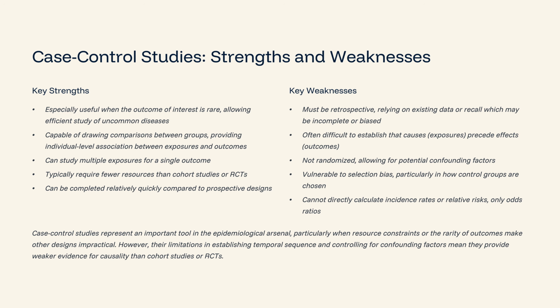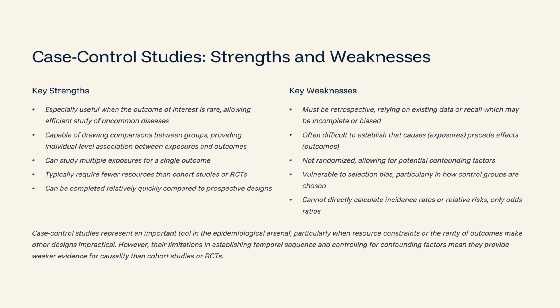Their strengths also include being able to draw comparisons between groups at the individual level, which checks that box we talked about in the previous slide. You could study multiple exposures for a single outcome. They require fewer resources for sure compared to cohort and randomized controlled studies. And they can be pretty quick compared to prospective designs because you don't have to wait and go forward in time. You select your patients and then you're going backward in time through surveys or chart reviews to figure out if they have that exposure you're looking for.